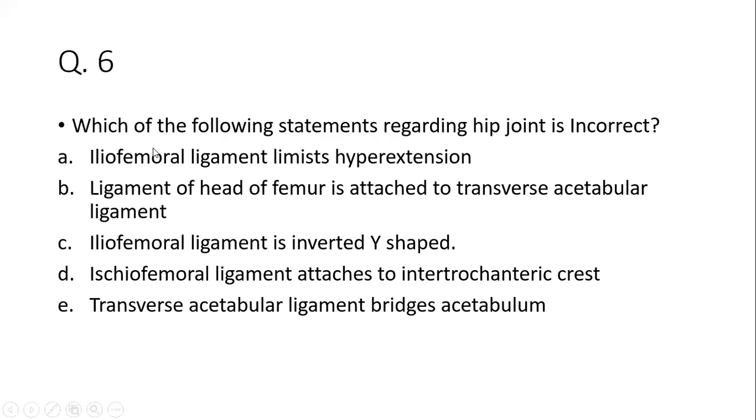Question number 6. Which of the following statements regarding hip joint is incorrect? Now you have to pick up a single incorrect option regarding the hip joint given in the answers. So read very carefully, apply the exclusion strategy by picking up the true options related with the hip joint. Only then you will be able to pick up the false option.